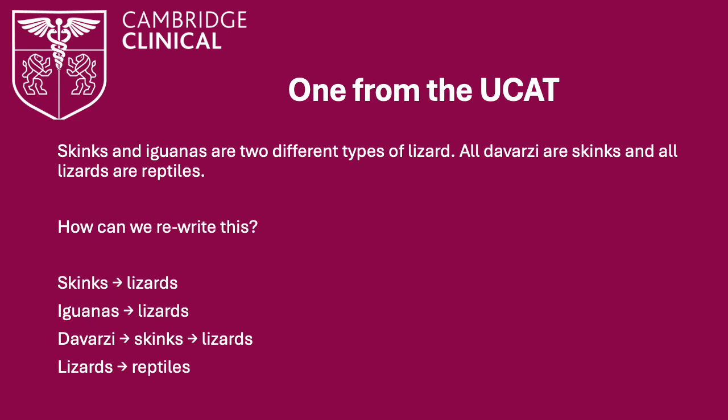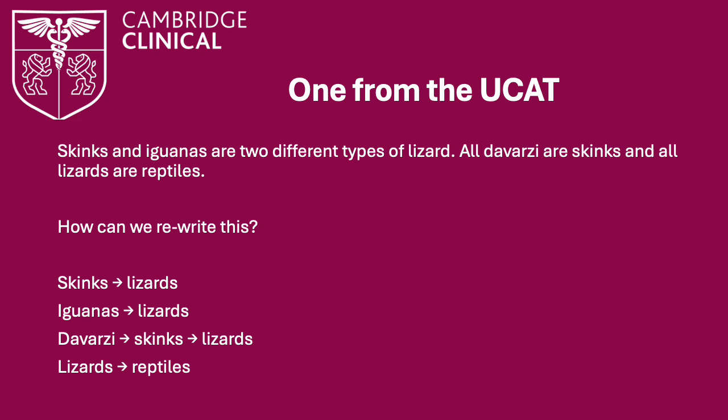Okay, so the first thing I suggest you do when presented with something like this is to simplify what you've been given, be that in your head or on paper. What I tend to do is something like this. So I've inferred from the text that skinks are lizards, iguanas are lizards, Divarsi are skinks, and then we can sub in that first term to say skinks are lizards again, and lizards are reptiles.